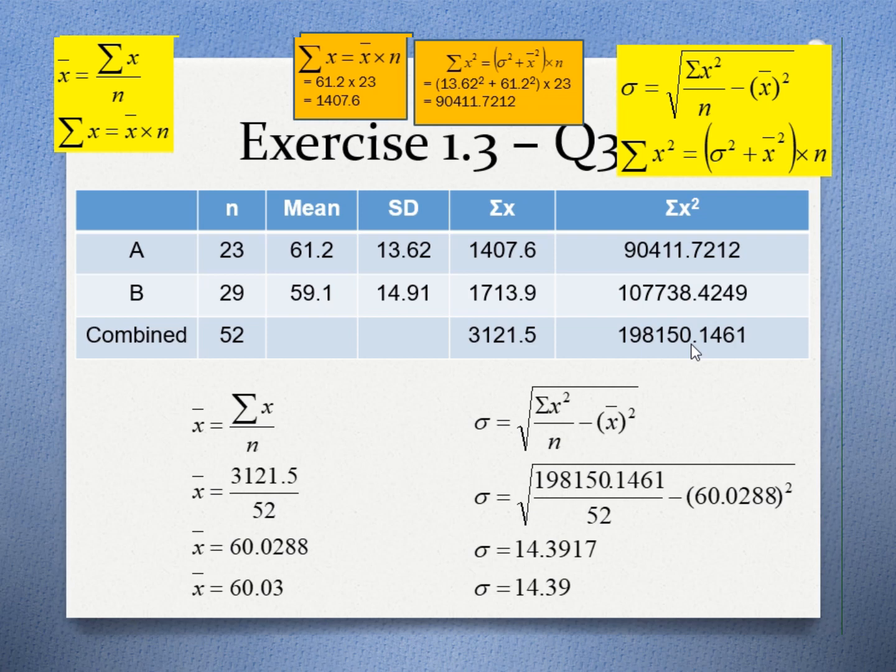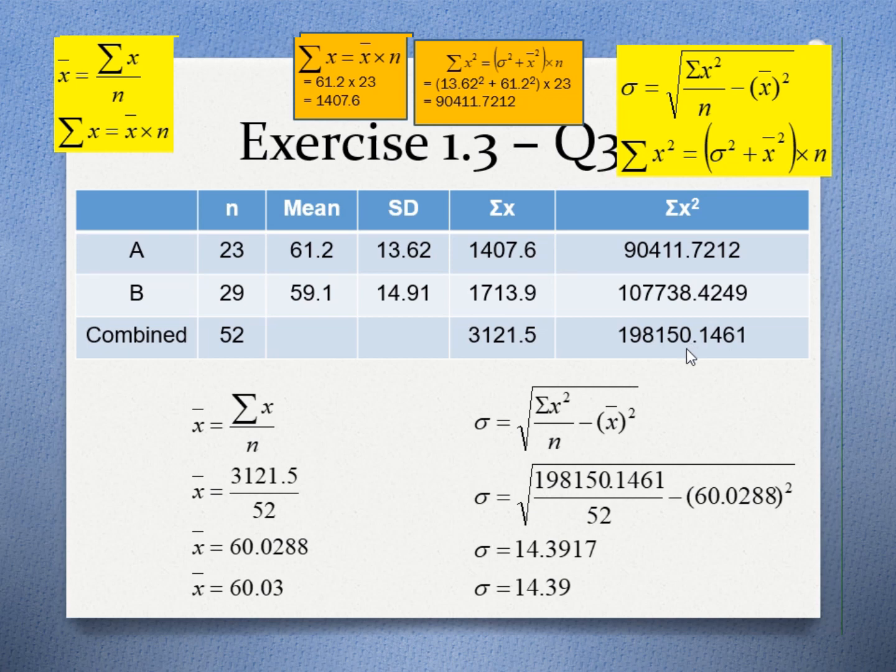So this is what I meant by very technical. Any mistake made in between, everything will be wrong. And a question like this is easily 5 marks. 3 marks for your combined standard deviation, 2 marks for your combined mean. Sometimes it can go up to 6 marks if the numbers are very big.